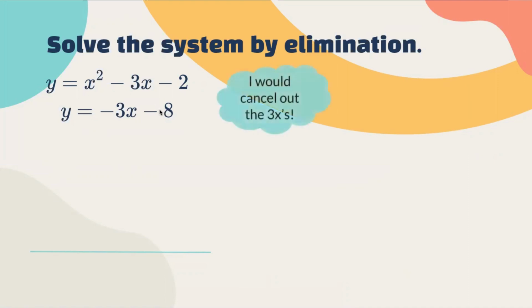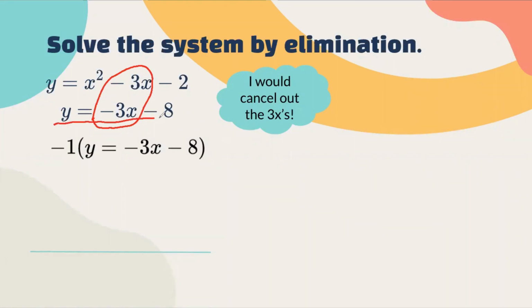I decided to cancel out the 3x's. In this case, we see that both of our 3x's are negative, so I would multiply one of the equations by negative 1, so that one of them could be positive. I multiplied y equals negative 3x minus 8 by negative 1, and make sure that whenever you multiply by a constant, you multiply the entire equation, including what it's equal to, in this case y. If you multiply it by negative 1, you would get negative y equals positive 3x plus 8.